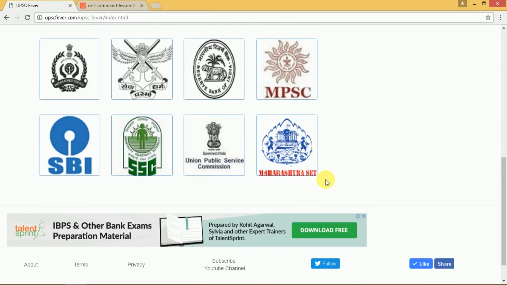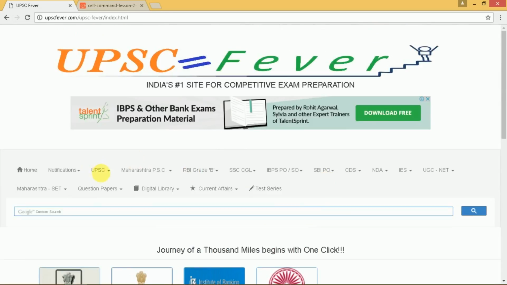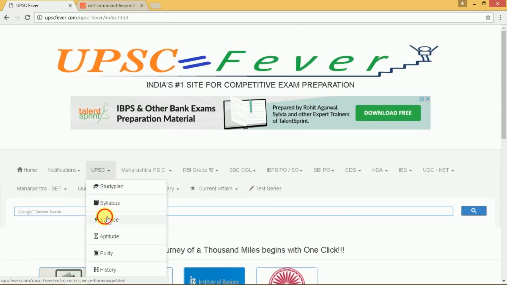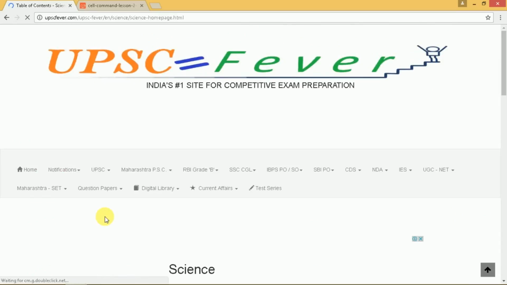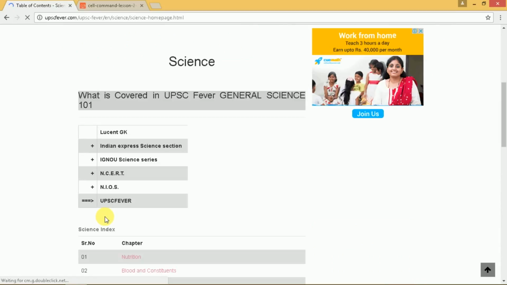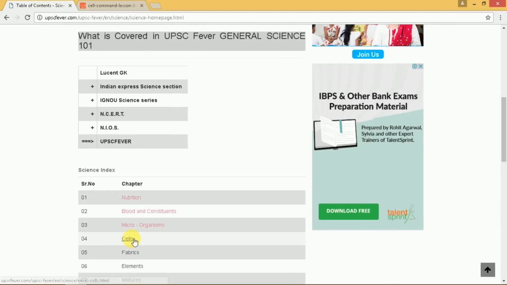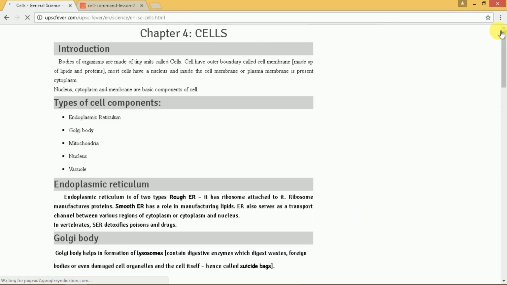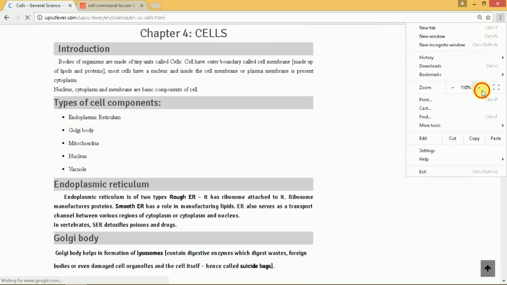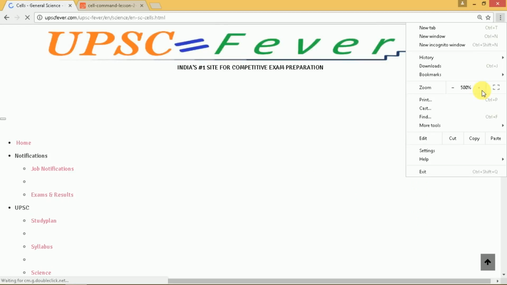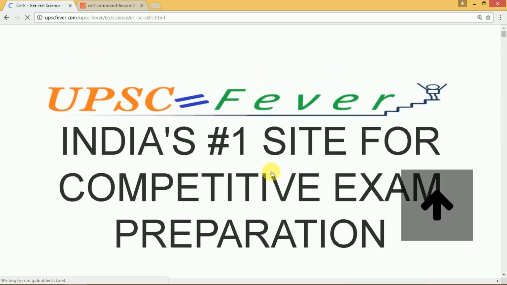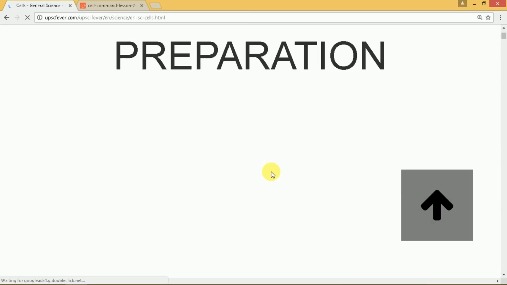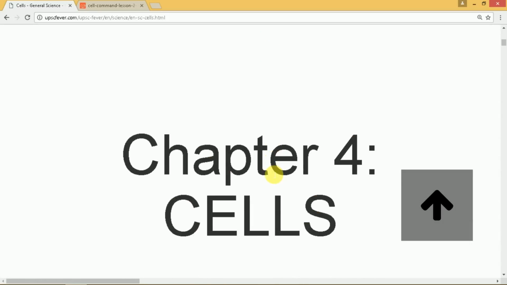This week we are going to see Science chapter number 4, which is on cells. Right, so chapter number 4 is on cells.